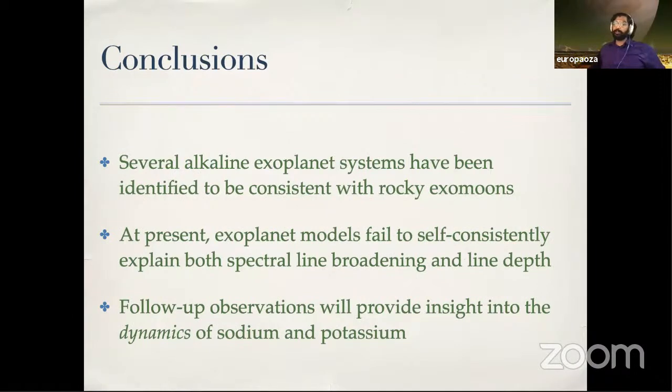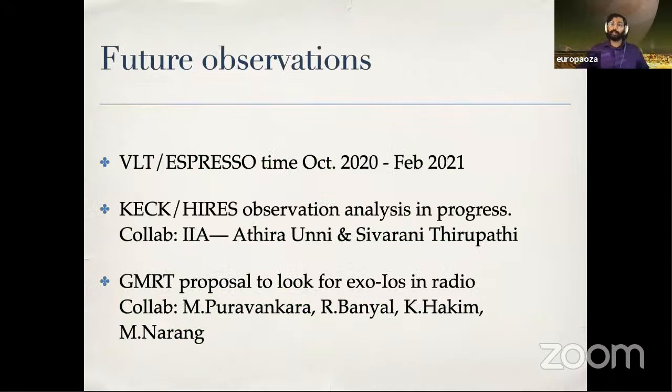And I would say at present, exoplanet models fail to self-consistently explain both the spectral line broadening and the line depth. I'm happy to discuss, but I still have not seen one exoplanet model that can actually reproduce both things. And this is just a consequence of high resolution spectroscopy. We are so privileged to actually have this resolution where we can see angstrom shifts of sodium and actually get the dynamics of this sodium. And so follow-up observations will provide this insight.